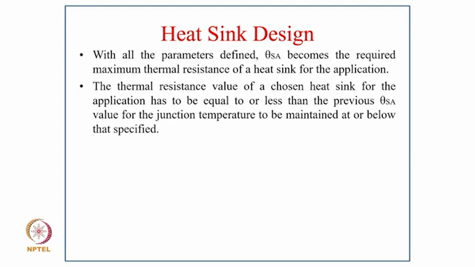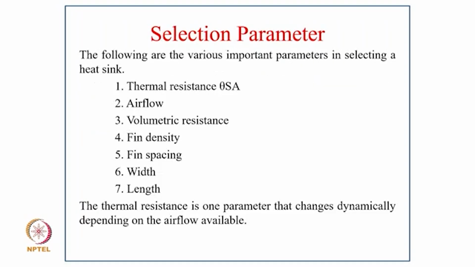With all the parameters defined, theta Sa becomes the required maximum thermal resistance of the heat sink for the application. The thermal resistance value of the chosen heat sink for the application must be equal to or less than this theta Sa value for the junction temperature to be maintained at or below the specified value. Coming to selection, the following are the important parameters in selecting the heat sink: first, thermal resistance theta Sa; second, airflow; third, volumetric resistance; fourth, fin spacing; fifth, fin density; sixth, width; and seventh, length.